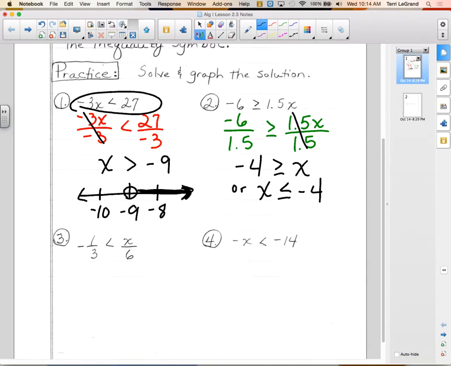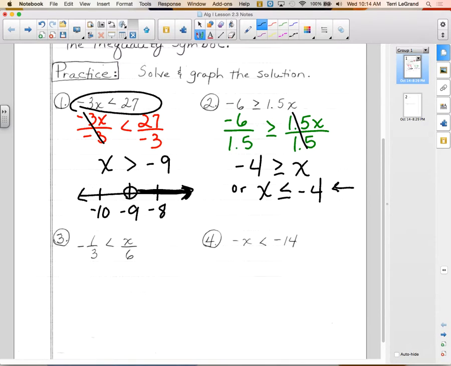Okay, now make sure you're really not getting confused. Why did we reverse the symbol there? We didn't reverse the symbol in this one right here when Aaron said, could we have the variable on the left? We did not reverse the symbol because we multiplied or divided by a negative. Why did we reverse it?